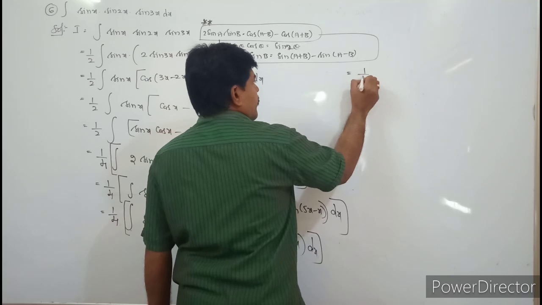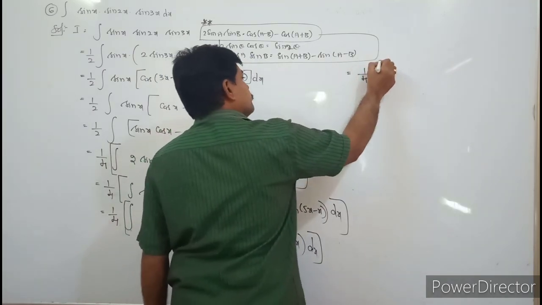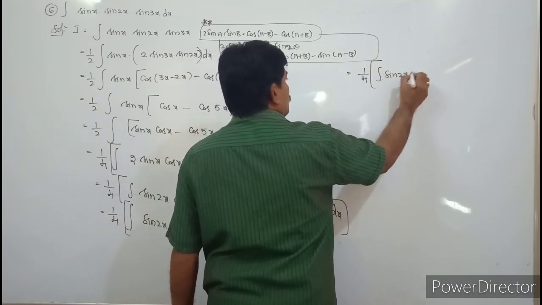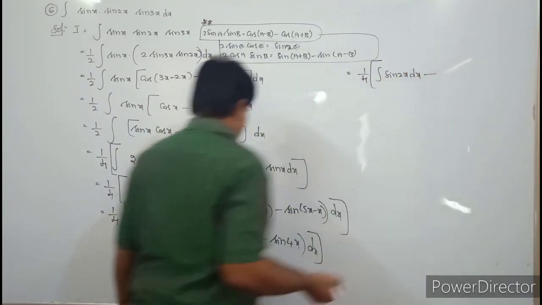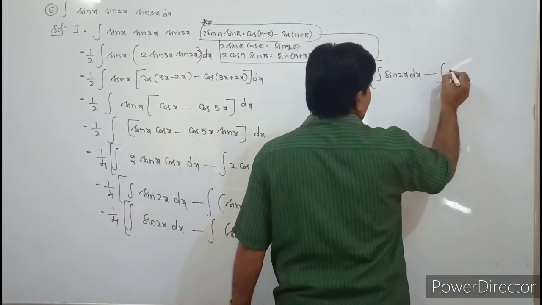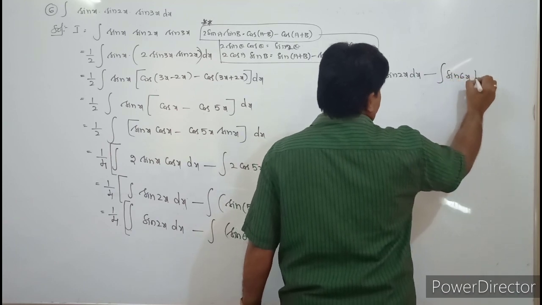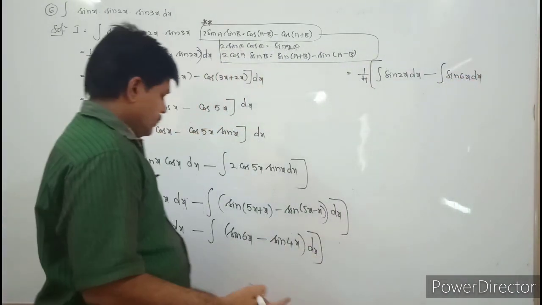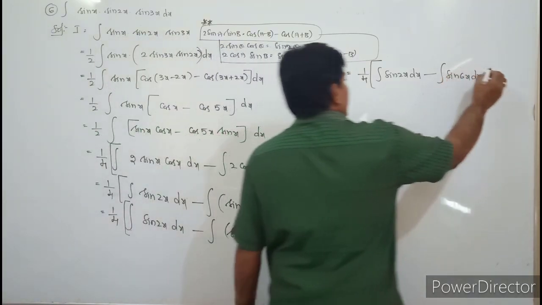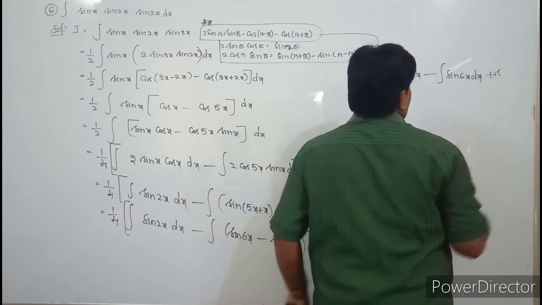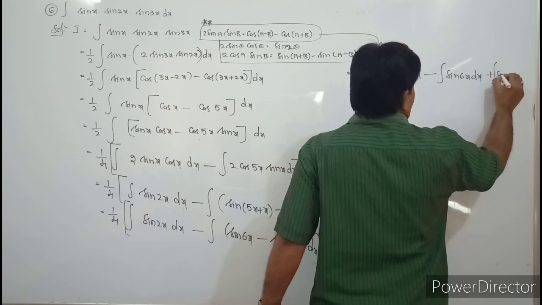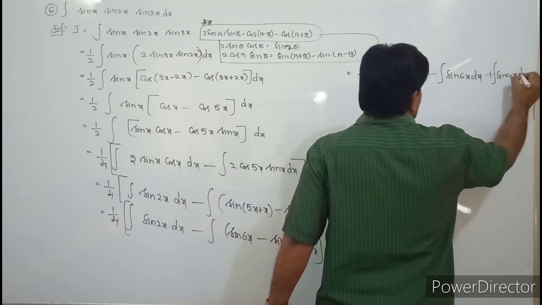So apply the integral, what happens? That is equal to 1 by 4 integral of sin 2x dx minus, apply the integral for this one, integral of sin 6x dx minus integral of sin 4x dx.